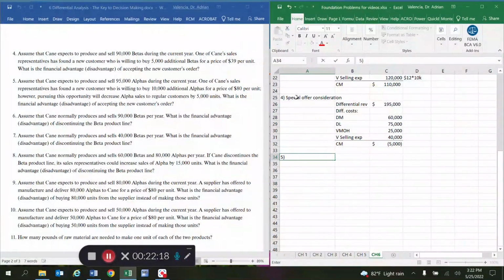First thing is, special offer consideration. First, I'm going to look at the differential revenue.